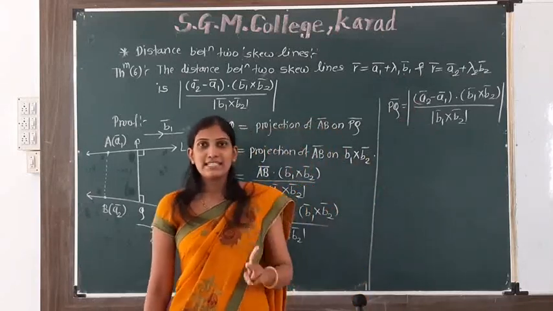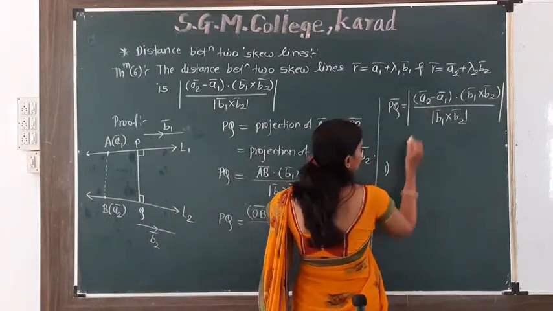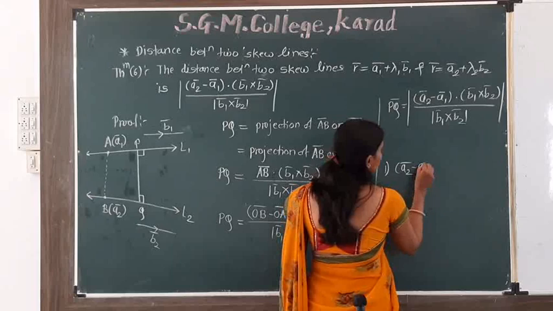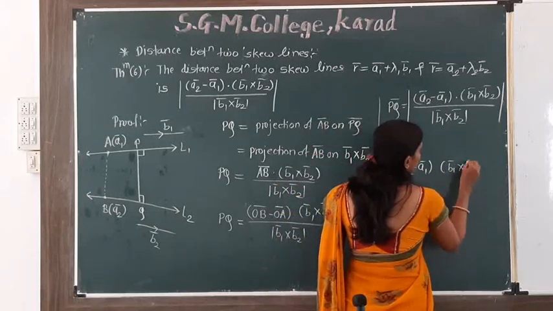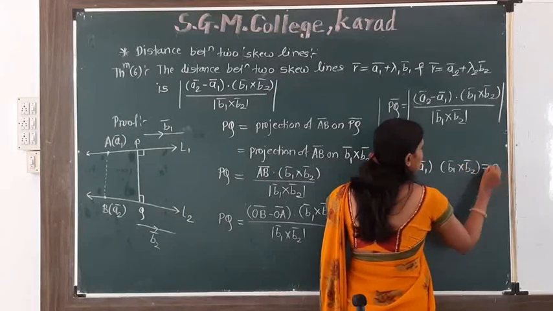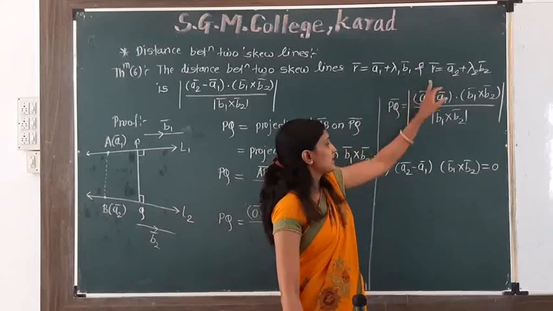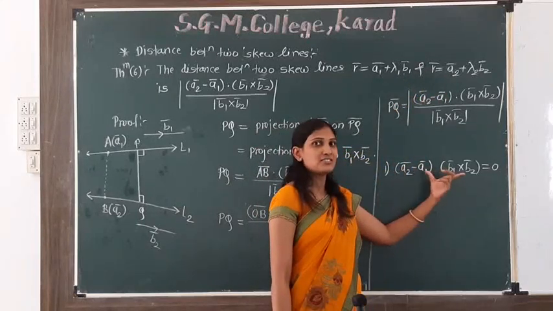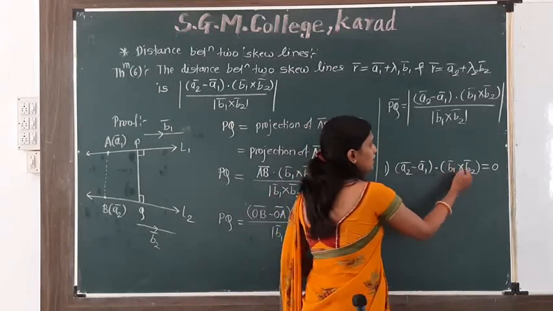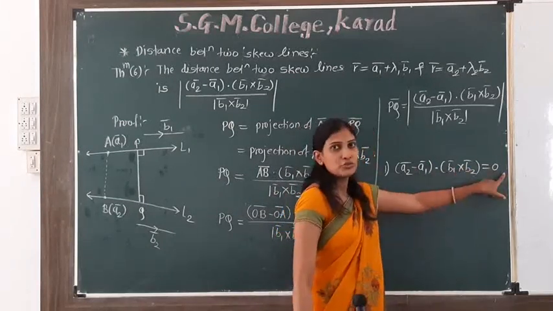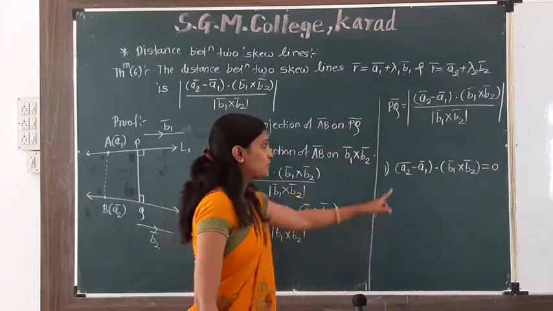If two lines are intersecting, then the value of (A2 bar minus A1 bar) dot (B1 bar cross B2 bar) is equal to 0. If given these two lines are intersecting, then we check this condition: (A2 bar minus A1 bar) dot (B1 bar cross B2 bar). If its value becomes 0, then these two lines are intersecting. This is our first remark.